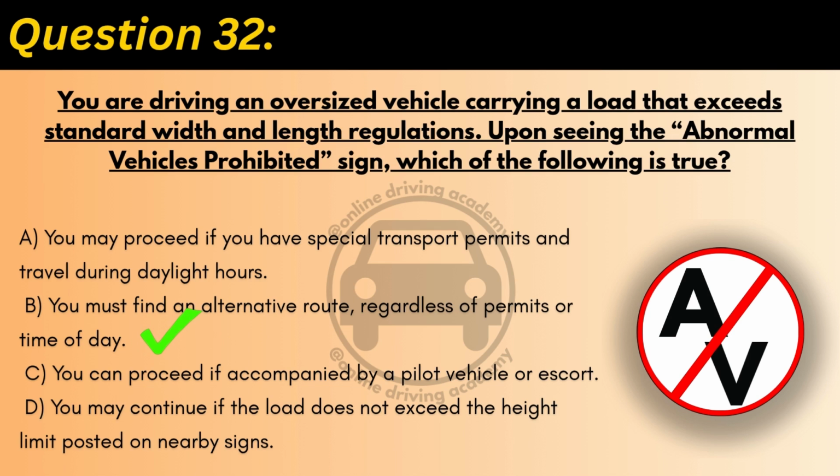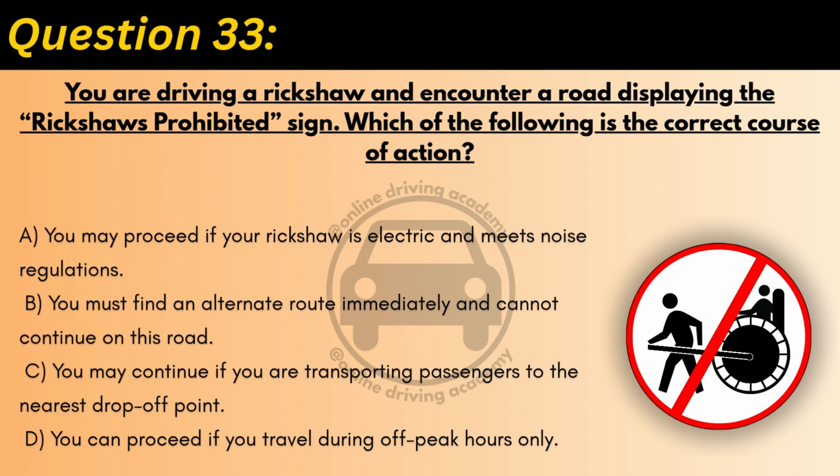You must find an alternative route regardless of permits or time of day. Question 33. You are driving a rickshaw and encounter a road displaying the rickshaw's prohibited sign. Which of the following is the correct course of action?